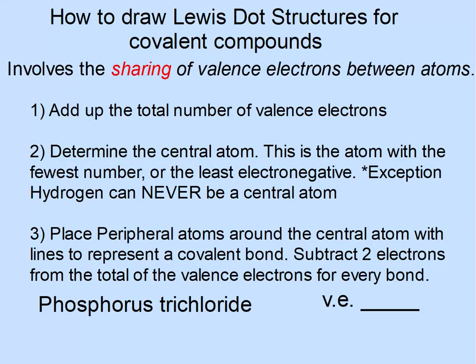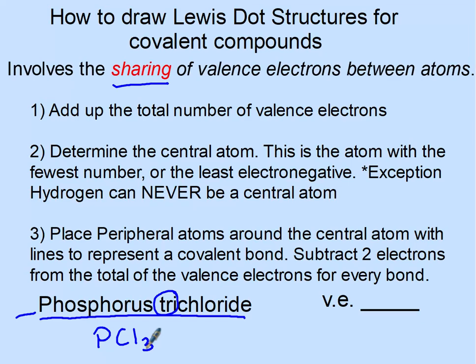We're going to be focusing on drawing Lewis structures for covalent compounds. Covalent compounds involve the sharing of valence electrons between atoms. On your paper, you have the example phosphorus trichloride. So the first thing we need to do is write the formula for that. Phosphorus is P. There's no prefix, so there's only one P. And then trichloride is 3 chlorines.